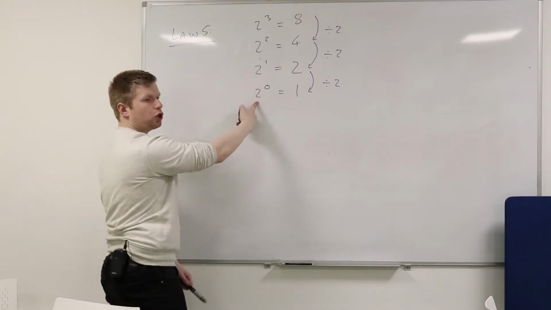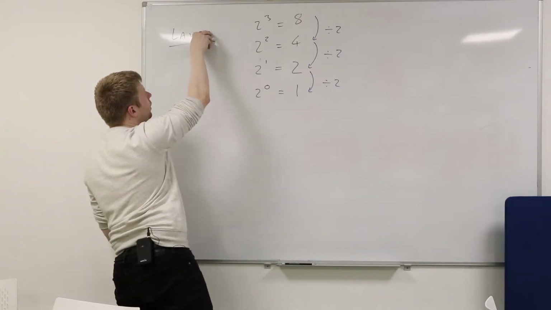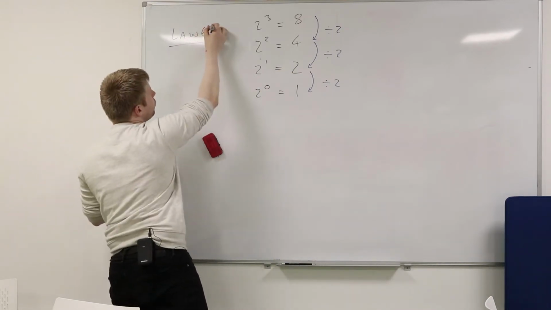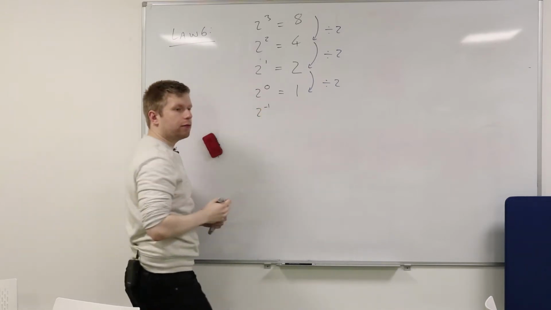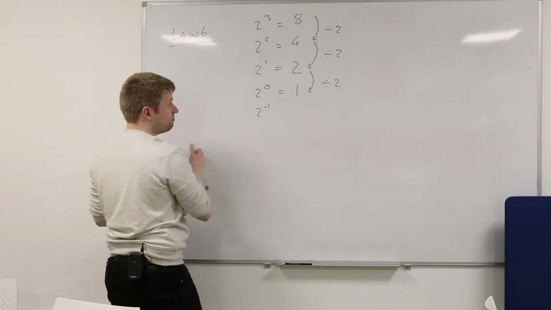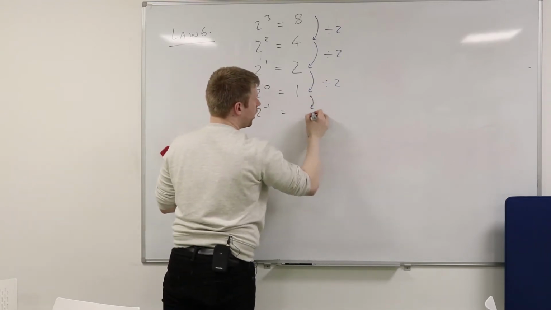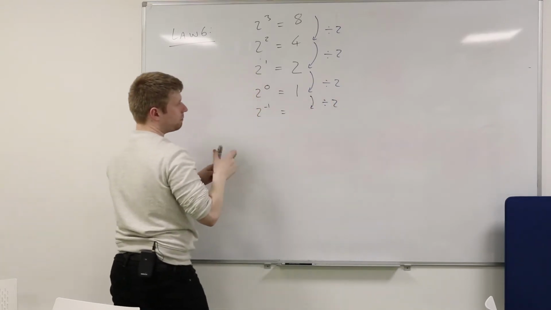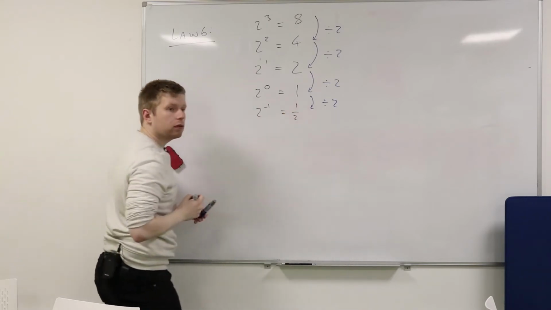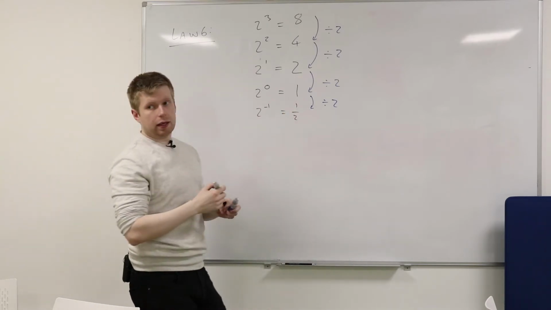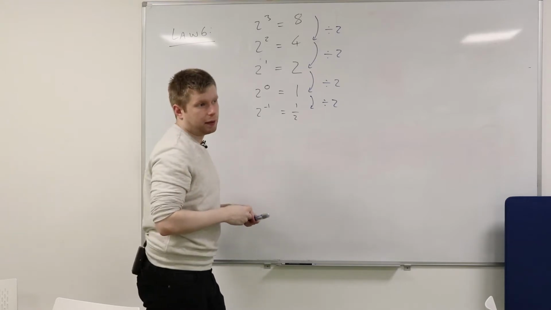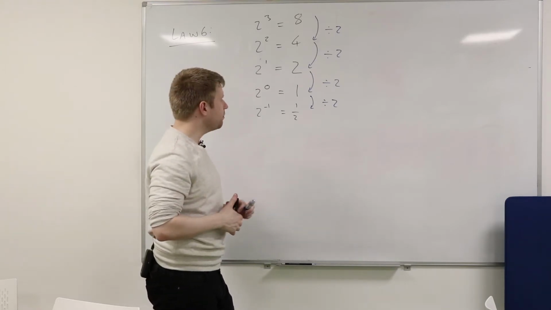Well, why do I have to stop here? Why do I have to stop at 0? Why can't I move on to 2 to the power of negative 1? 1 divided by 2. Exactly. I've just got to follow the pattern down. I've got to take 1. I've got to divide it by 2. What do I get? A half. Okay. I'd prefer you to write it like this rather than 0.5 because it would make the pattern make sense a bit better. But that's fine.